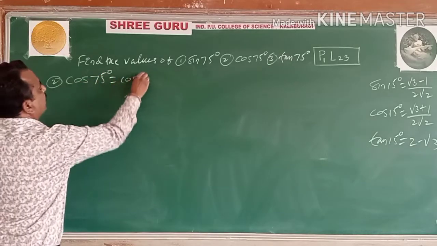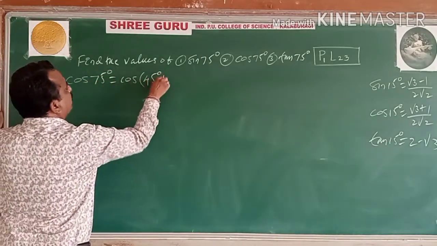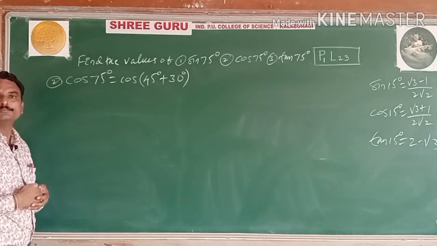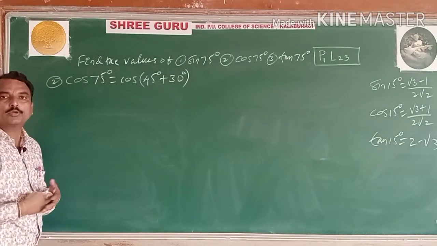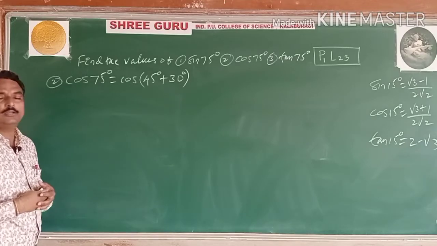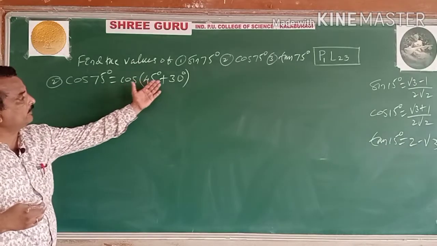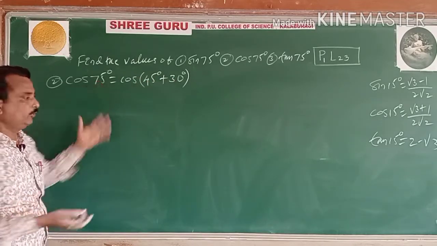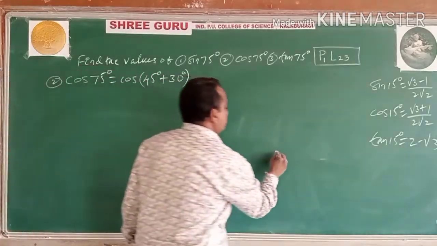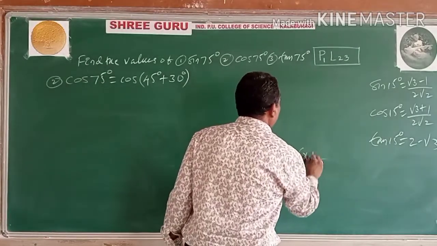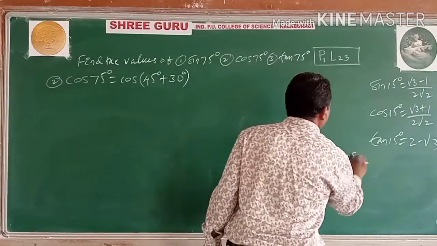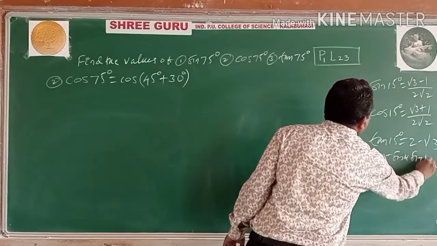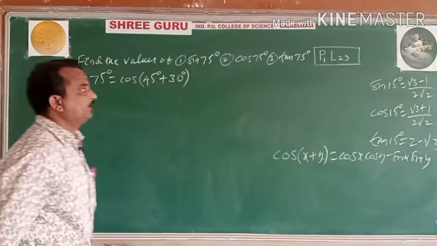See cos 75: 45 plus 30 degrees. Don't write 60 plus 15, don't write 70 plus 5, don't write 100 minus 25. These are not standard values. You have to convert in terms of standard angles. So you know 45 and 30 degrees; 75 you may write it that way. You know very well cos(x plus y) is equal to cos x cos y minus sin x sin y.